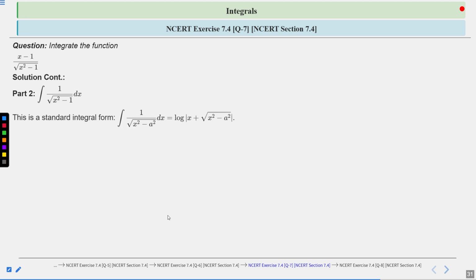This is a standard integral form, which is equal to log mod x plus root over x square minus 1, right? Here we can say that a is equal to 1. So we can write the integral of 1 dx upon root over x square minus 1 is equal to log mod x plus root over x square minus 1, okay?